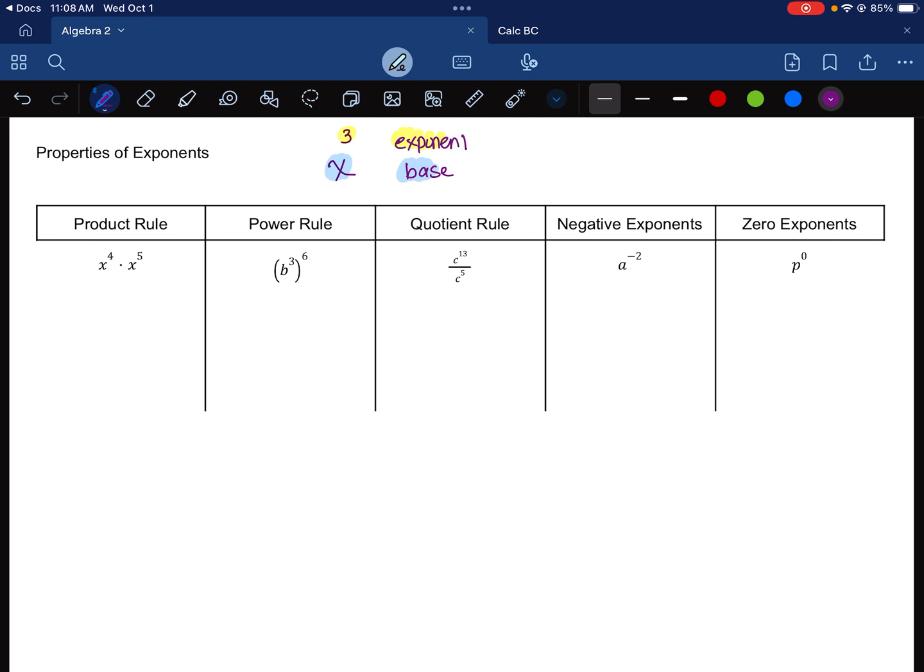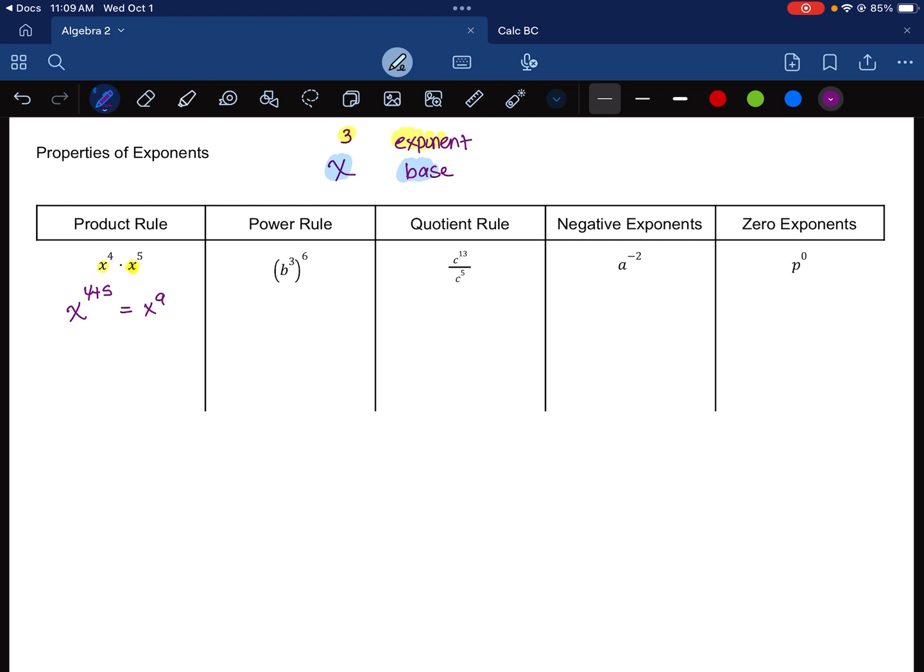So with the product rule, notice that we are first off multiplying, right? We have x to the 4th times x to the 5th. And notice the other thing is that our bases are the same. So when you're multiplying and your bases are the same, you can add the exponents. So we have x to the 4 plus 5, and we all know what 4 plus 5 is, that's 9. So that's the product rule.